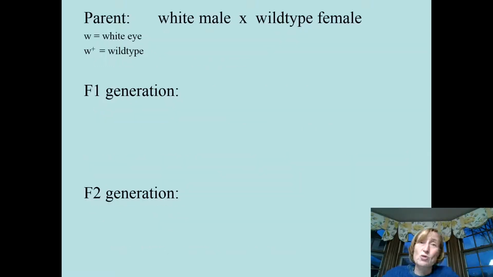So we're going to draw out Morgan's cross between his white-eyed male and his wild-type female, and we're going to draw out the 2 generations of that cross. Okay, so what we're going to do is think about this gene for white-eye, or for eye color, as being on the X chromosome. And we're going to use the nomenclature that fruit fly geneticists use.